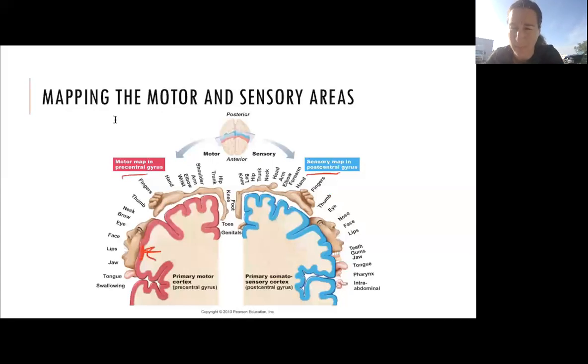So if somebody had, say, a brain tumor and it was affecting a specific area, we have it mapped out. We know what parts are in charge of what parts.